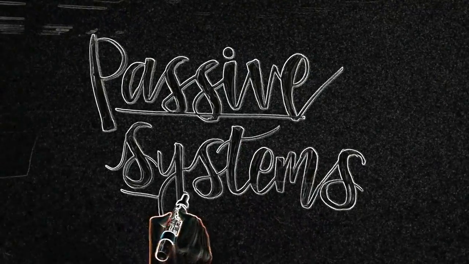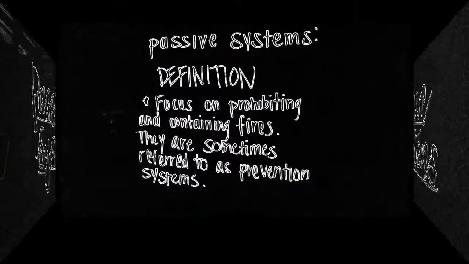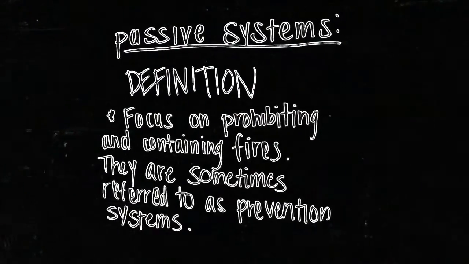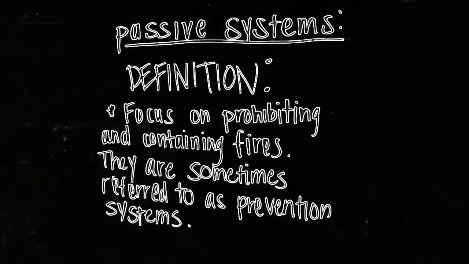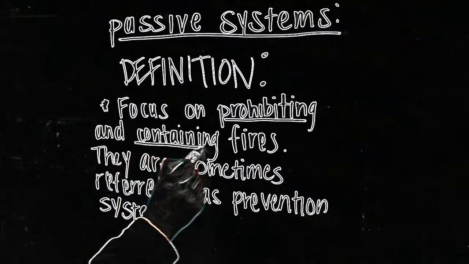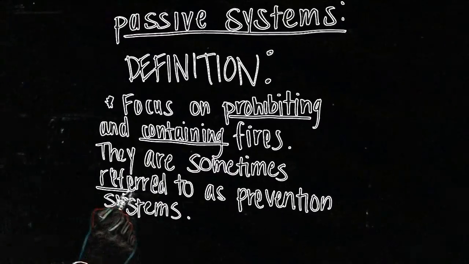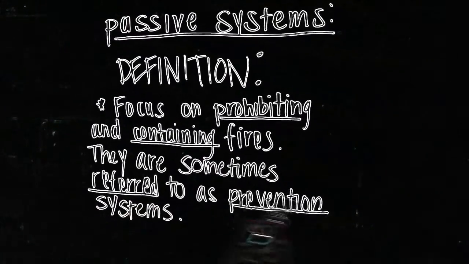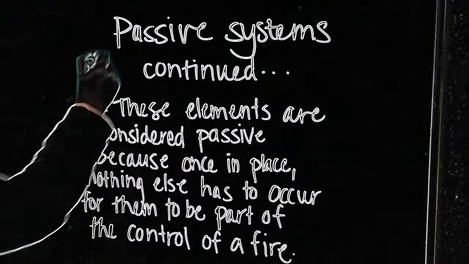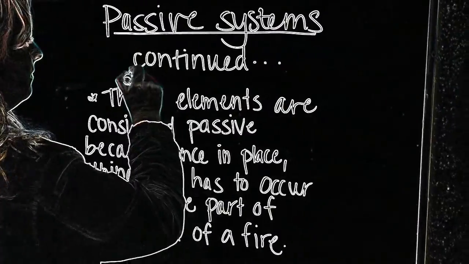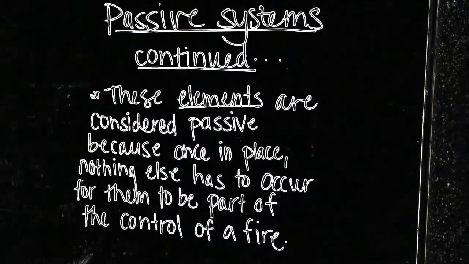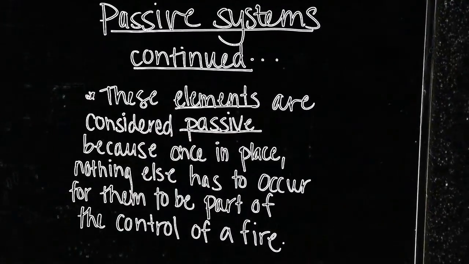Passive systems. Passive systems focus on prohibiting and containing fires. They are sometimes referred to as a prevention system. These elements are considered passive because once in place, nothing else has to occur for them to be part of the control of a fire.